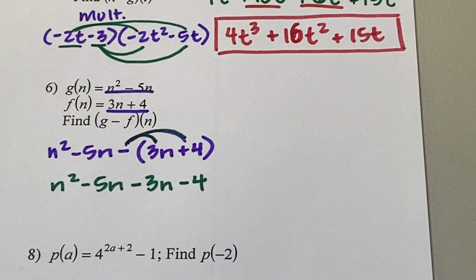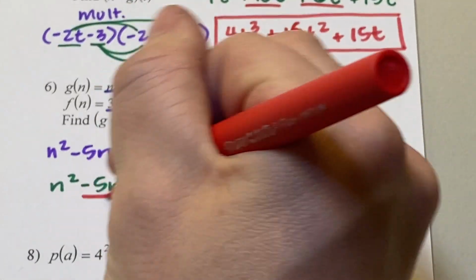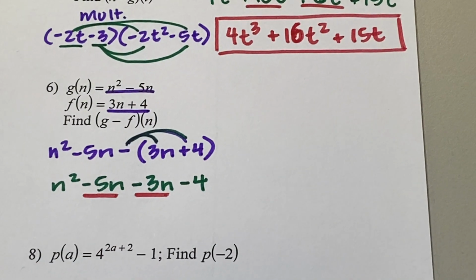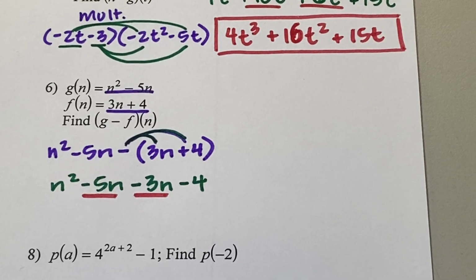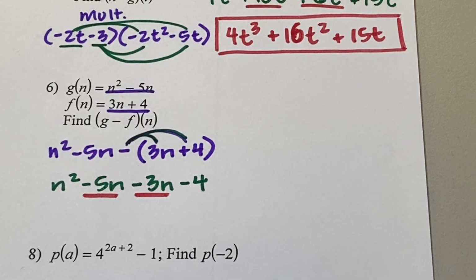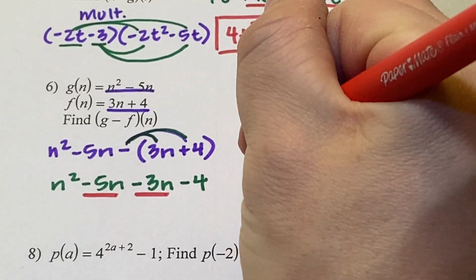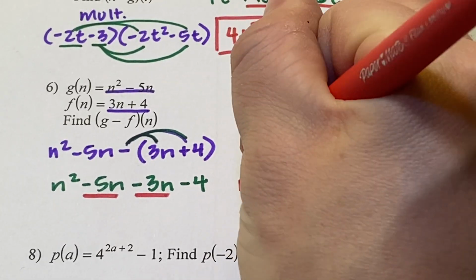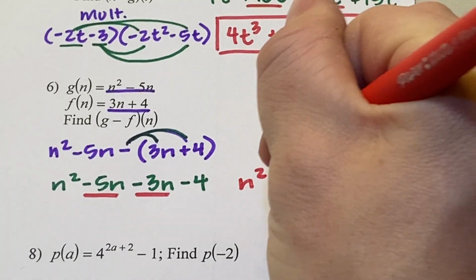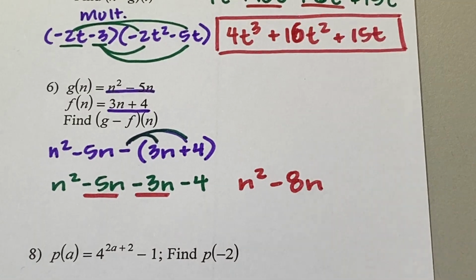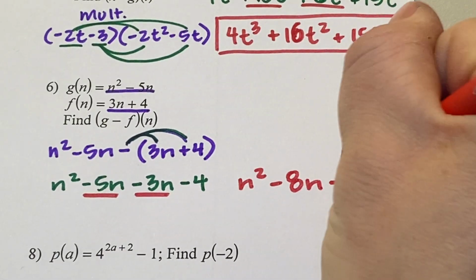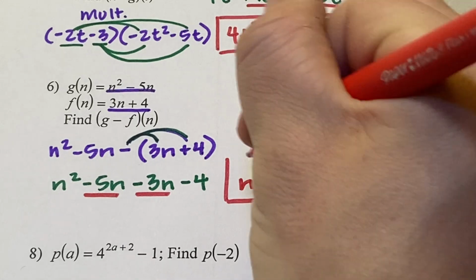Is it simplified? It's a new function, but is it simplified? No. What can I combine, Braden? Negative 5 and negative 3. You got it. Negative 2. Oh, are you sure? Negative 5 minus 3 more? I'm getting more negative here. That's 8. Negative 8n. Okay, so my final answer is n squared stays in front, minus 8n, minus 4. That was simple.